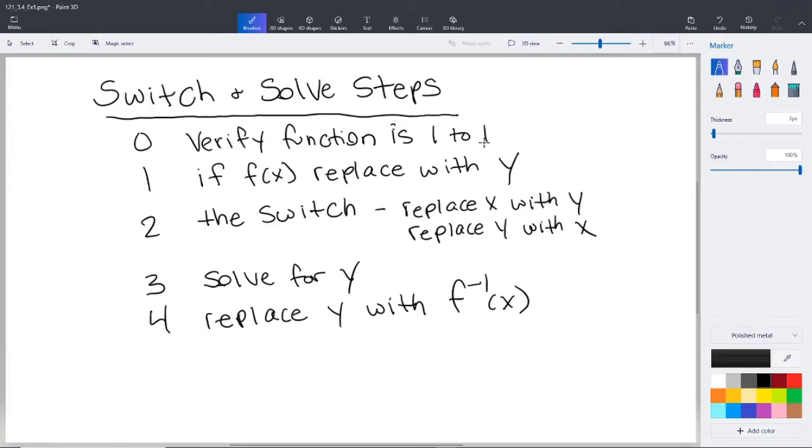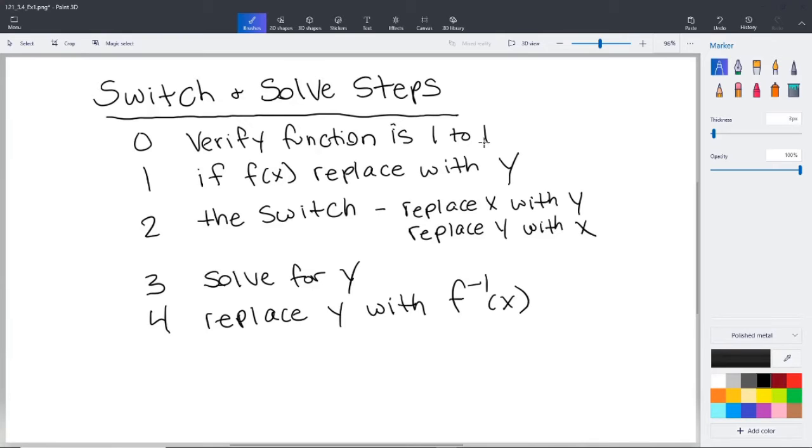Step number 1. If f of x is in the problem, replace it with y. We want to use y, not f of x, but a lot of times problems start with f of x, so we replace it with y. Then the switch. This is the fun part. Where you see x, replace it with y. Where you see y, replace it with x, in all instances. Typically, there'll be one y in the problem, and there may be many x's. So when you get done, there should just be one x, and there could be multiple y's.